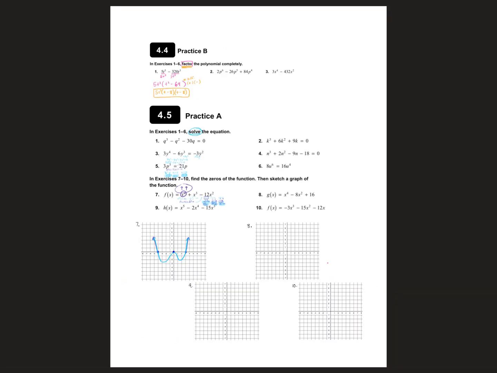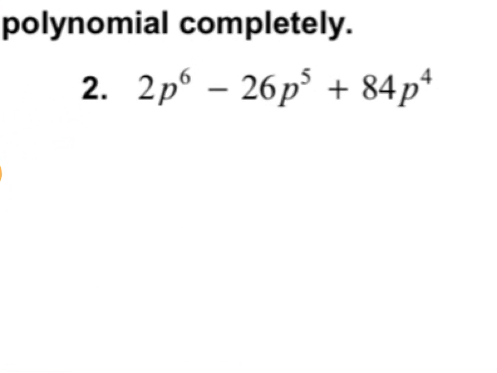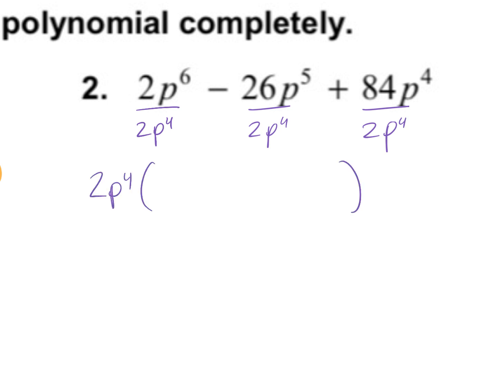All right, next page. Let's do a factoring one. So let's look at number 2. What would I need to do first to factor number 2? Take out the GCF. What's my GCF? 2p to the 4th power. So 2p to the 4th power comes to the outside. I'd be left with p squared minus 13p plus 42.